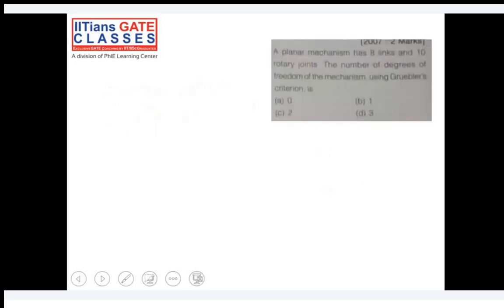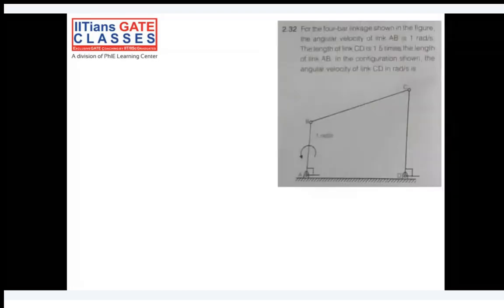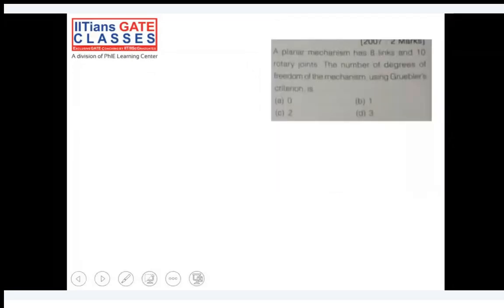Okay, take this question. This is a very straightforward question again. A planar mechanism has 8 links and 10 rotary joints. The number of degrees of freedom using Grubler's criteria is. So let's try to solve it. Yes, I think one should be the correct answer. Let's see it.